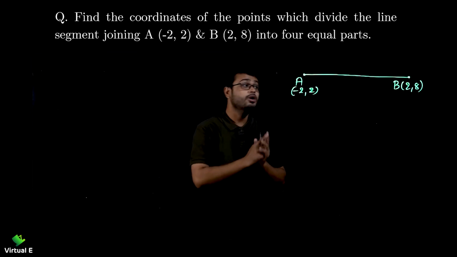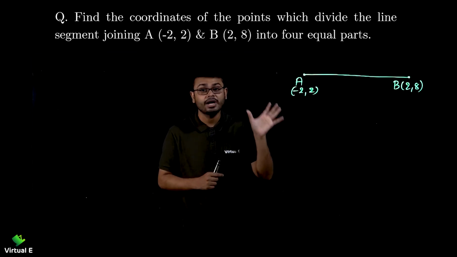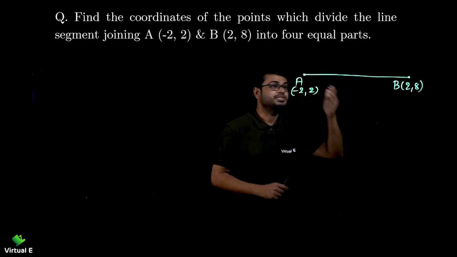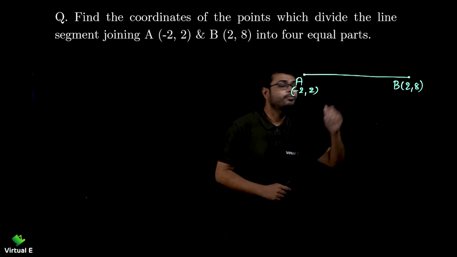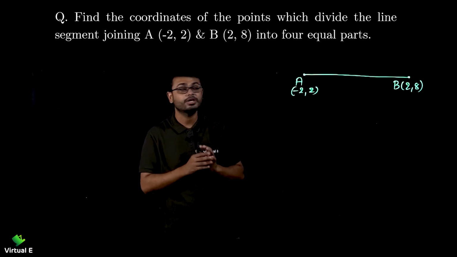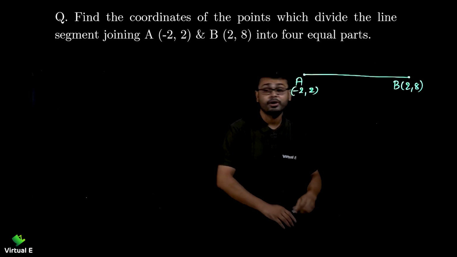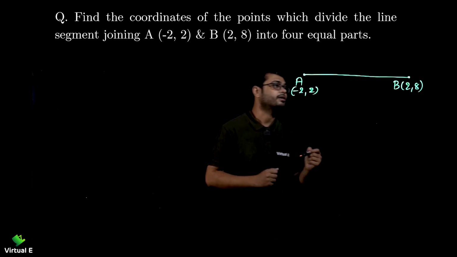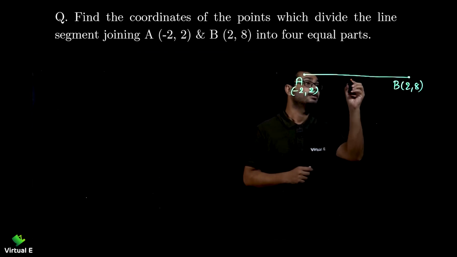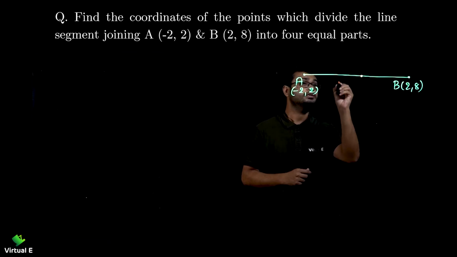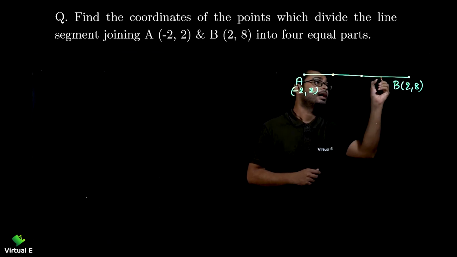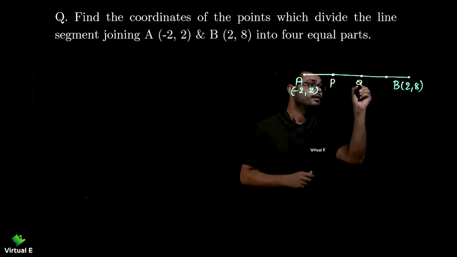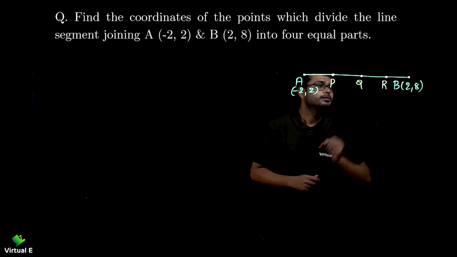Now we need to divide this into 4 equal parts. So how many points are we going to have between point A and point B, or the starting point and ending point? Think, how many points? 2, 3, 4, 5, how many? Let's stop at 3. 3 points we are going to have. Let's say this is point 1, then point 2 and point 3. So let's give them names, P, Q and R.